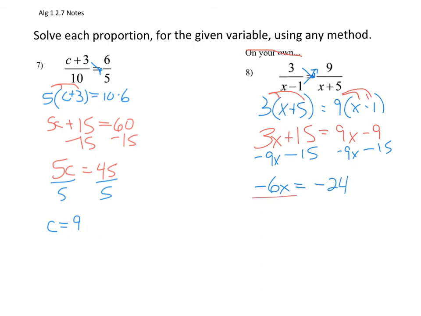Division property of equality next. I can divide both sides by negative 6, and then I'll be left with x is equal to, a negative divided by a negative is a positive. 24 divided by 6 should be 4.